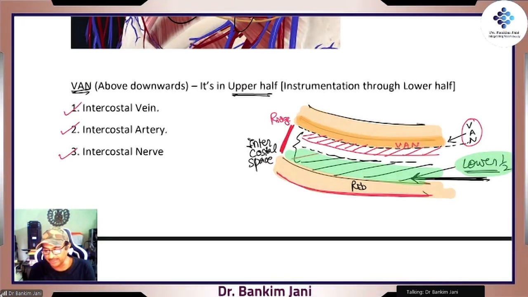So either you take the lower half of the intercostal space or the upper part of the rib, it is one and the same thing. This is the correct area, right? Remember just one concept, that the vein, artery, nerve are just passing below the rib. But you should never touch that area.